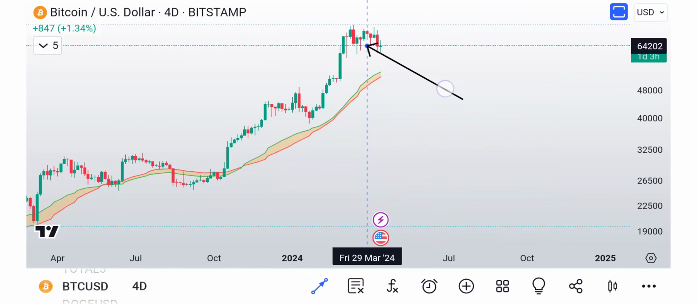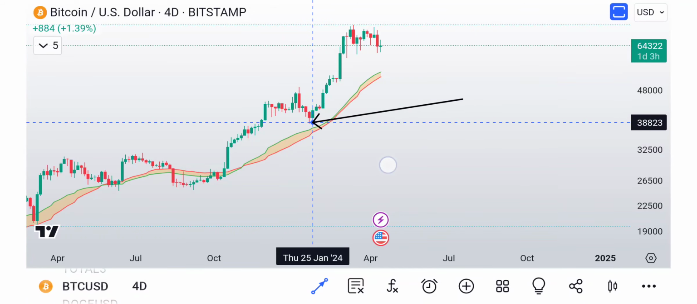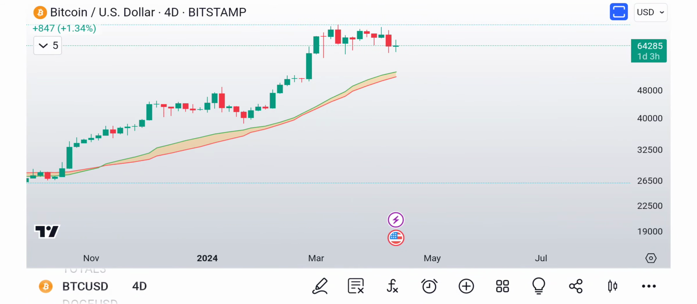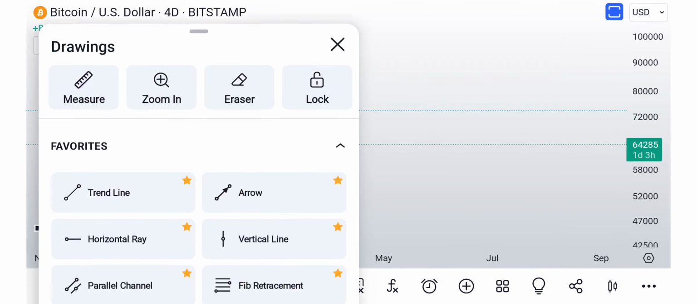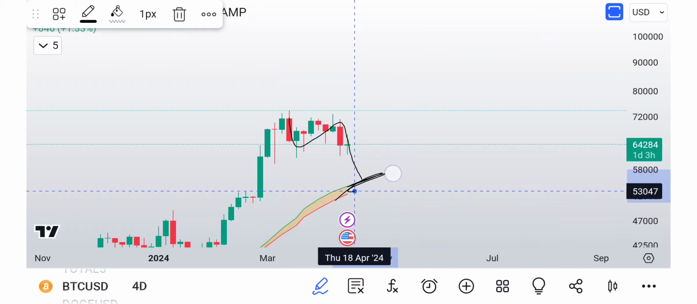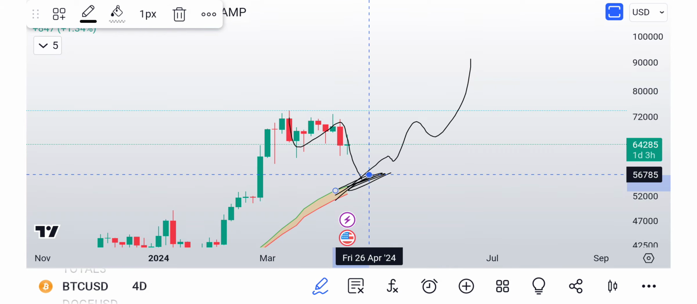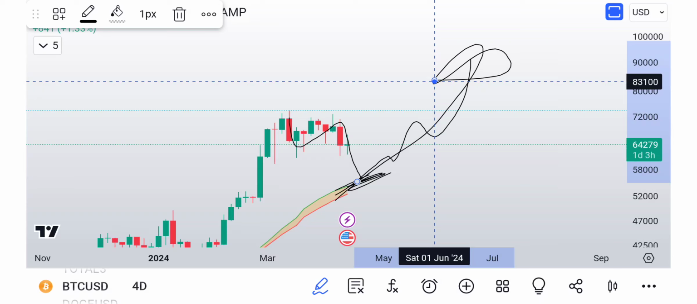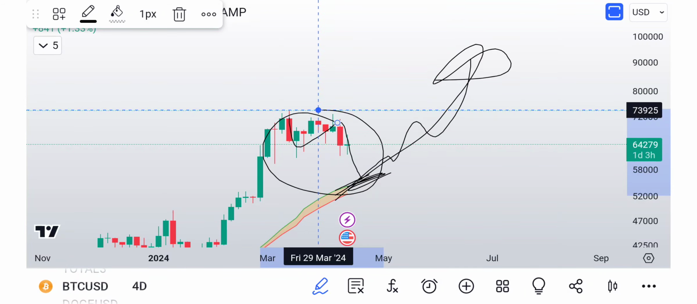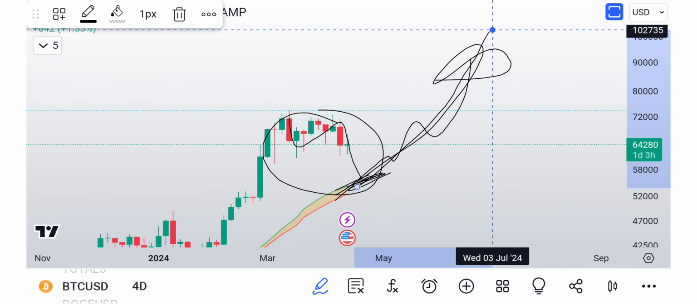So it probably should, since it didn't test it yet, even back over here. If that's the case, then we have some type of ABC. We get down in here, and then we continue higher. Now, if the ultimate direction is higher, then this is just a bullish correction, which means the altcoins are in a position of that bullish continuation move to the upside.